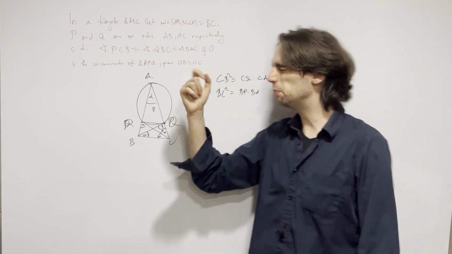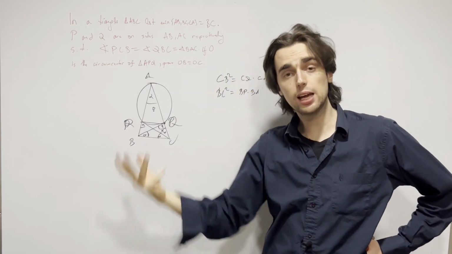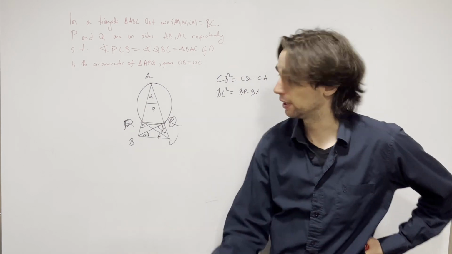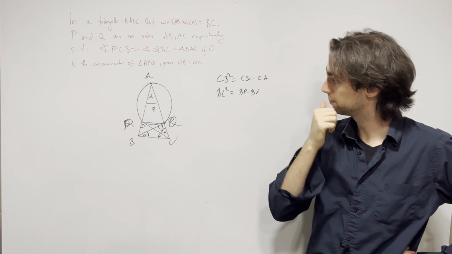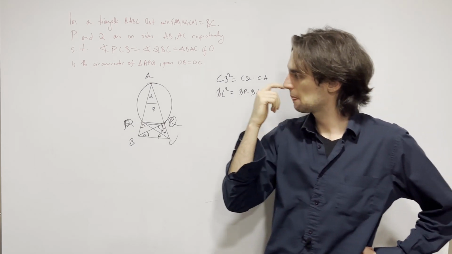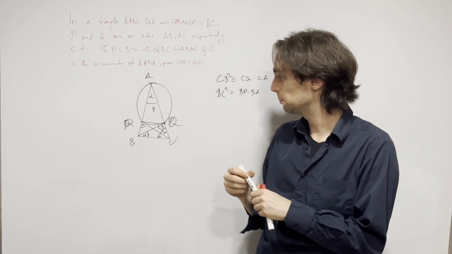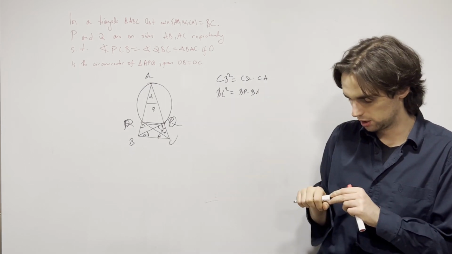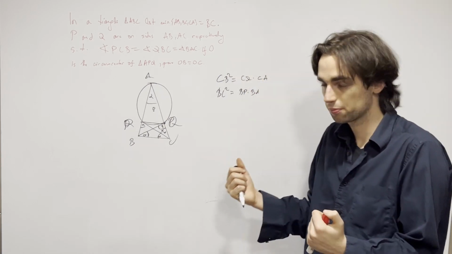I say I need BO equals CO. How do I connect B and O? That's the big question. How do I connect these two? And the answer is, you use power of a point. Meaning, if BO is CO, what does that mean?